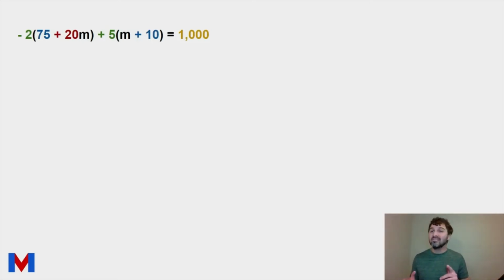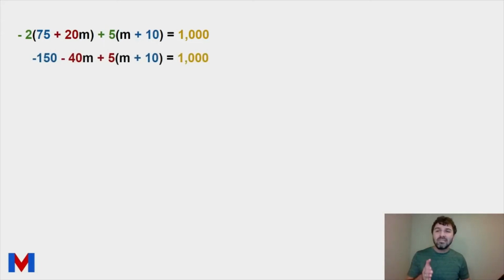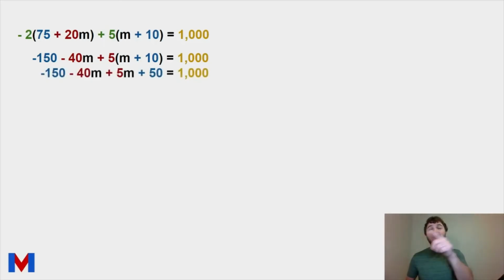All right. This time, though, last time I got rid of those numbers in front of the parentheses. This time, I'm going to distribute first. If you're not sure how to distribute, check out the distribution video. So I'm going to do negative 2 times 75 to get that negative 150. Negative 2 times positive 20m is negative 40m. Remember, negative and subtraction are the same thing. That's the first part. The next part, 5 times m is 5m, and 5 times positive 10 is positive 50.